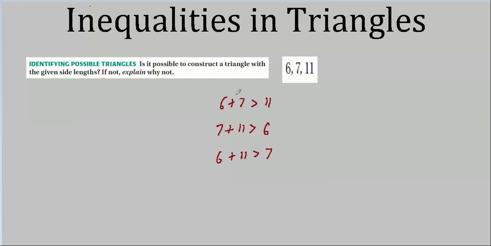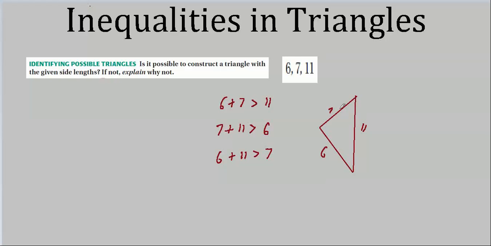6 plus 7 is 13, which is greater than 11. 7 plus 11 is 18, which is definitely greater than 6. And here we get 17, which is greater than 7. So this works. You could draw a triangle that looked like this, that had sides 6, 7, and 11. Well, somebody could. I'm not sure I could. I'll give it a try. This is the shortest side. This is the side of length 7, and this kind of looks like a right triangle. There's no particular reason for that. I was just trying to match up the side lengths.